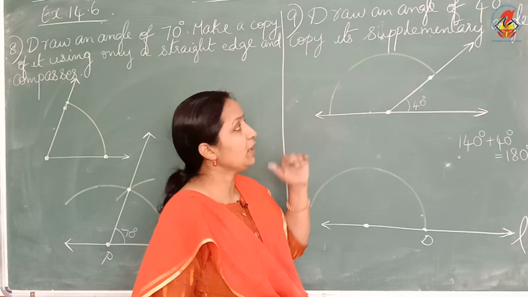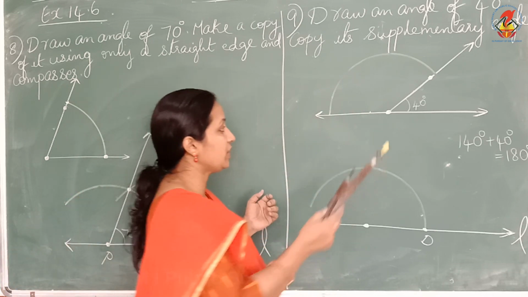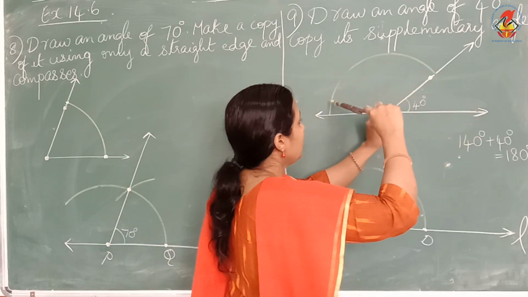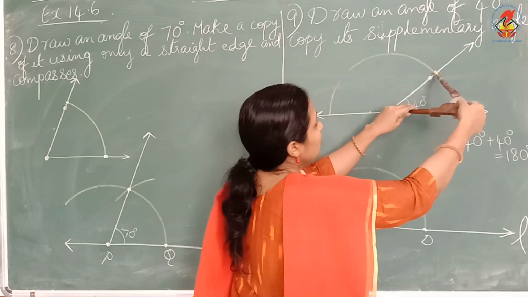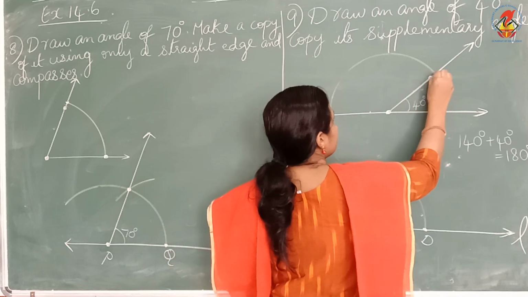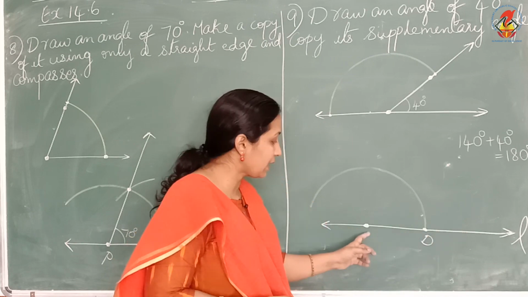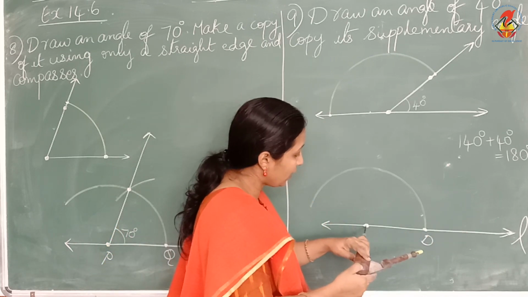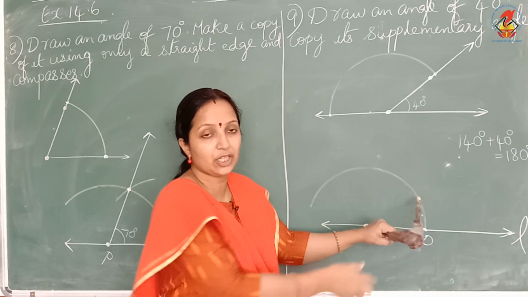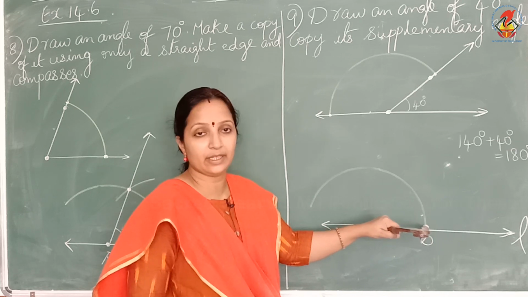So we need a copy of its supplementary angle. For drawing the copy of its supplementary angle, what you have to do, children? Place the pointer of the compass here. With any measure, you draw one arc which intersects this at 2 points. Okay, here one point, here one point. And without changing the compass measure, we already drew one line and marked a point, and place the pointer here. Without changing the compass measure, you draw one arc in this particular line which intersects at a point D here.